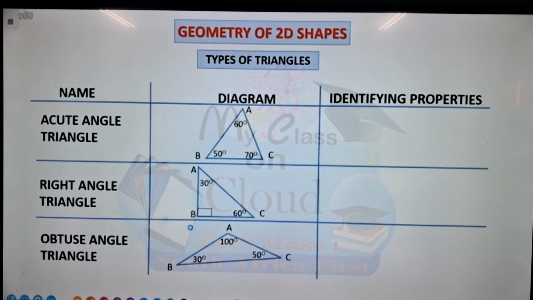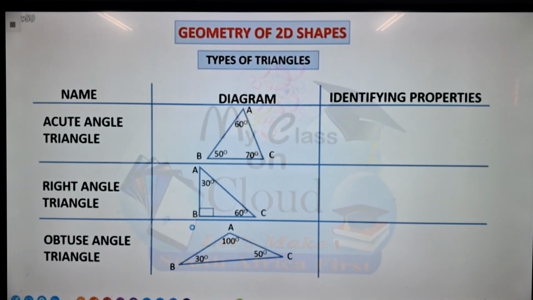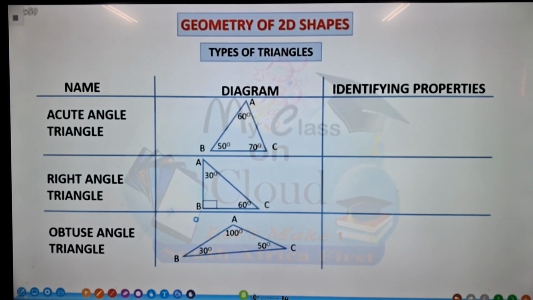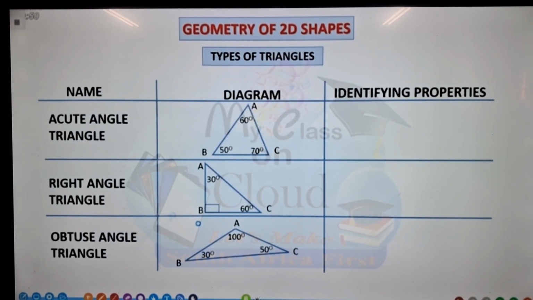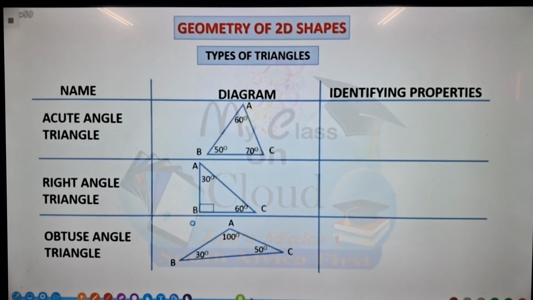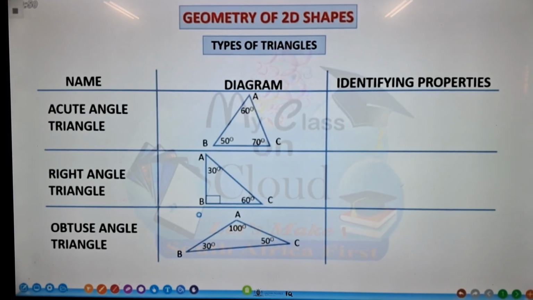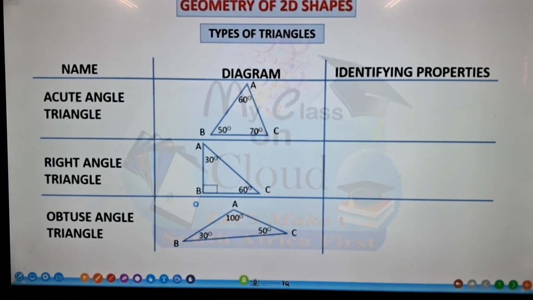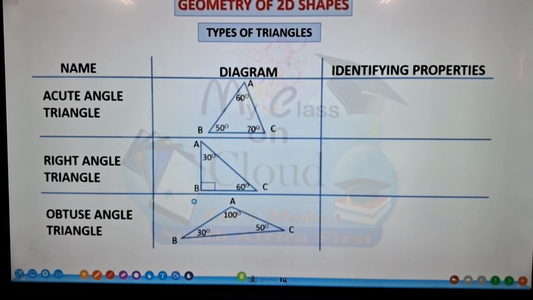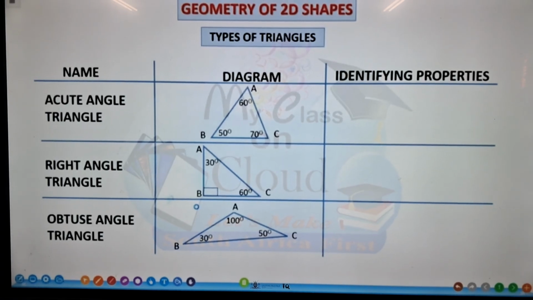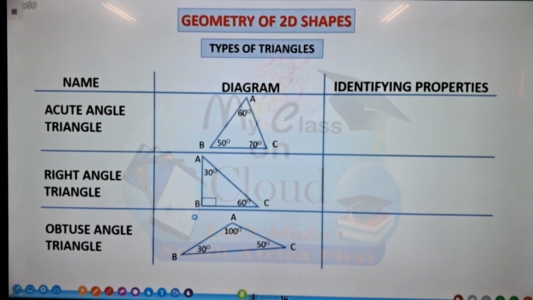Okay, let's look at the names of the triangle. Look at the visual picture of the triangle, and what is the identifying property that makes it that kind of triangle? Now let's look at the first one. The first one is called an acute angle triangle. Now how do you identify if a triangle is acute? Firstly, look at that picture and visualize what a triangle is. Can you see that you have three sides? AB, BC, and CA are closing a space. That is why that is a triangle.